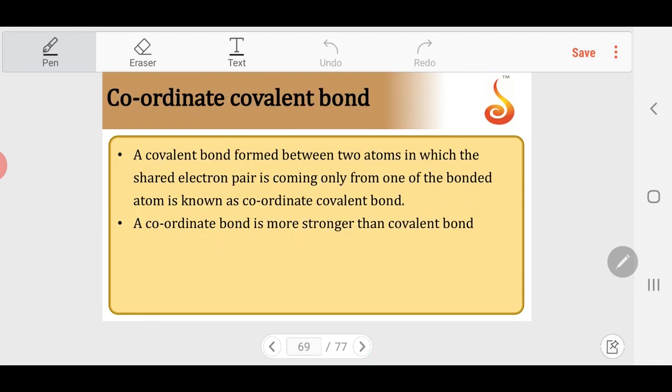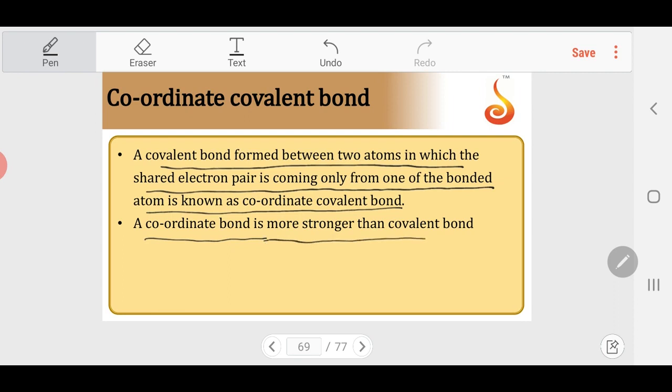Coordinate covalent bond. It is also a covalent bond. The only difference between a covalent and a coordinate bond is that the shared electron pair comes from only one atom. So a covalent bond formed between two atoms in which the shared electron pair comes only from one of the bonded atoms is called a coordinate covalent bond. A coordinate covalent bond is relatively stronger than a covalent bond.